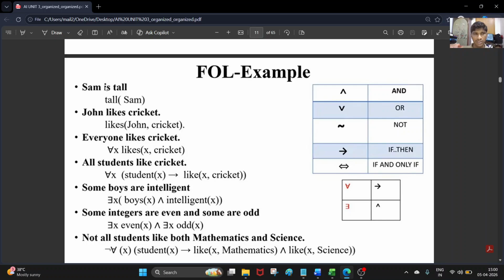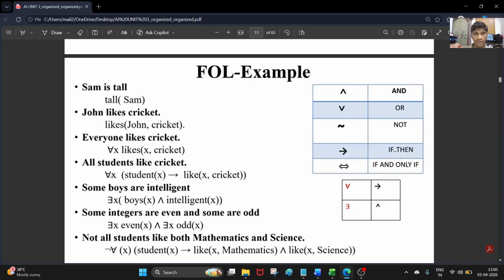FOL examples. Sam is tall. Who is tall? Sam. So Tall(Sam). John likes cricket. Who likes cricket? John. So likes is a predicate here: Likes(John, Cricket). Everyone likes cricket. So here we have everyone, so we use for all X, Likes(X, Cricket).